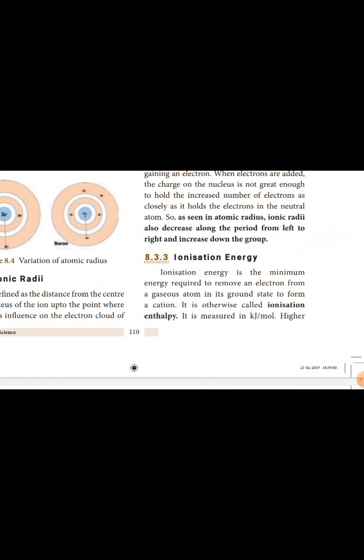But at the same time, along the group, when we go from top to bottom, atomic radius increases and ionic radius also increases. So you have to go through these things.